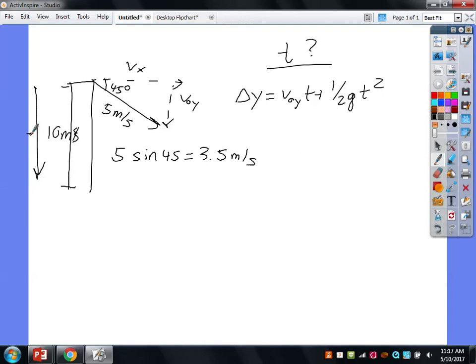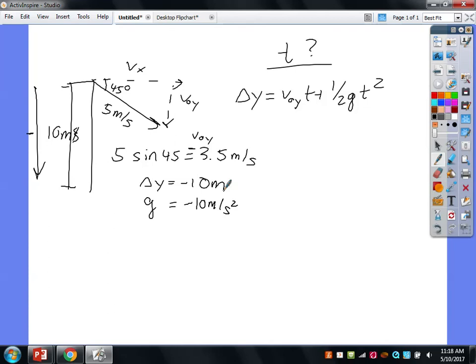I know what's going to happen, obviously. So this is actually going to be negative 3.5 meters per second. The distance, I'm going to lose 10 meters. So this is v naught y, my delta y is equal to negative 10, and g will equal negative 9. I'm going to actually use negative 10 meters per second squared.